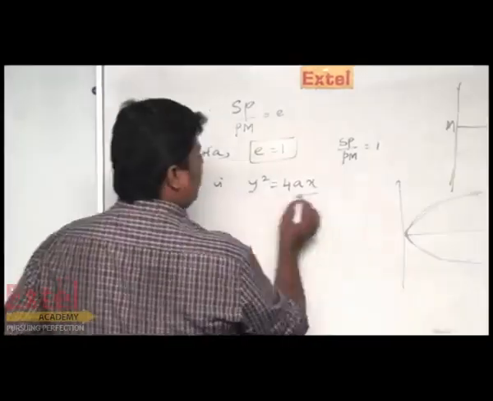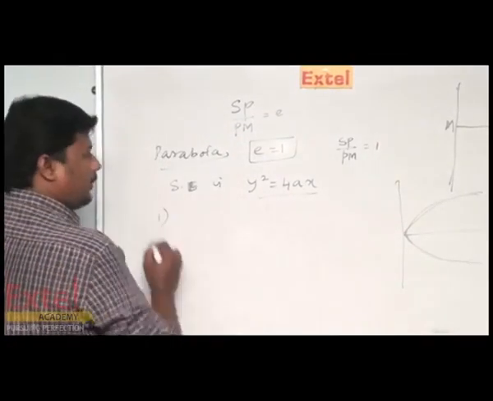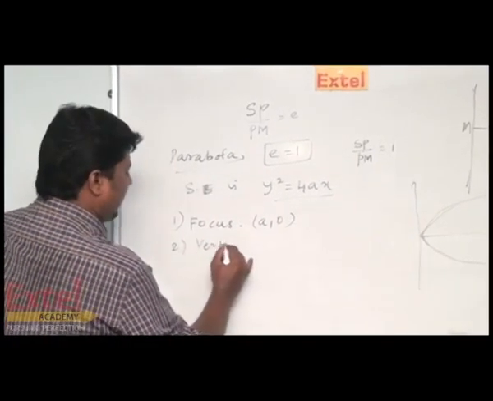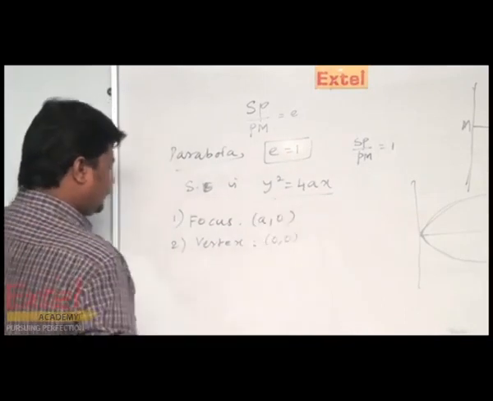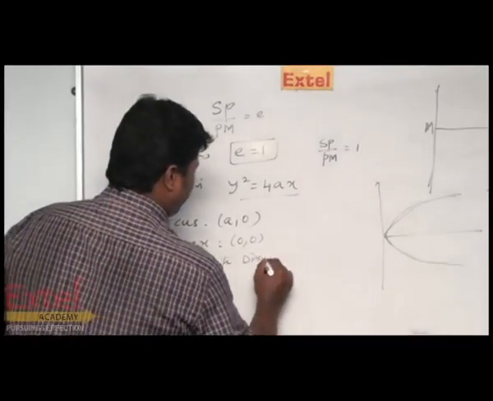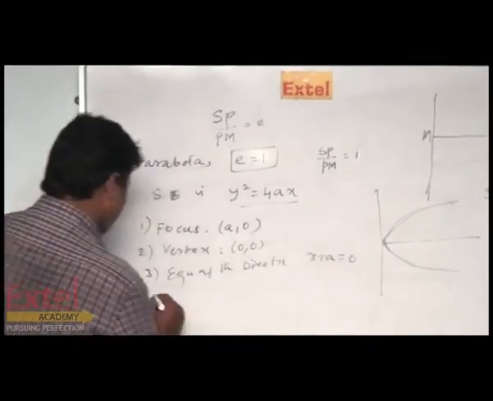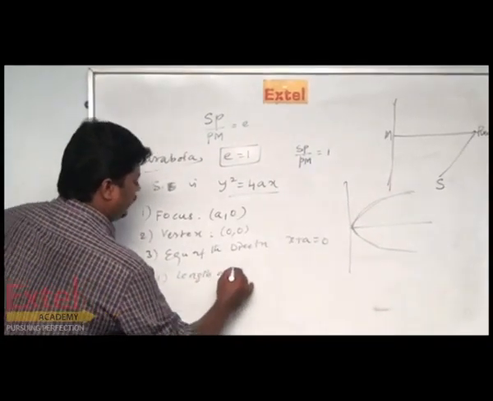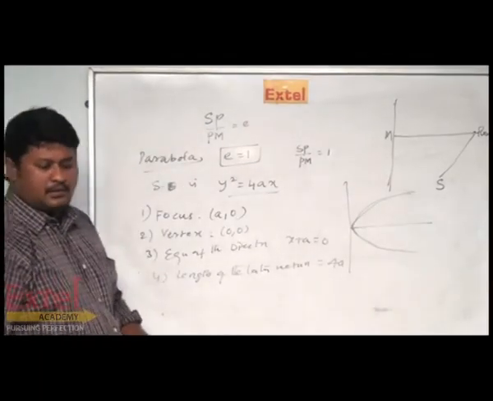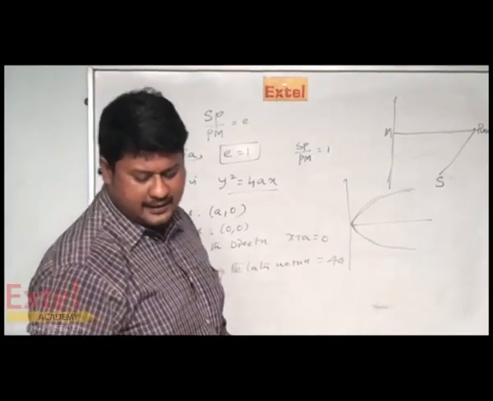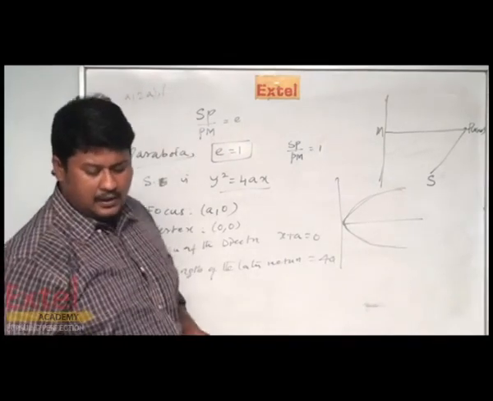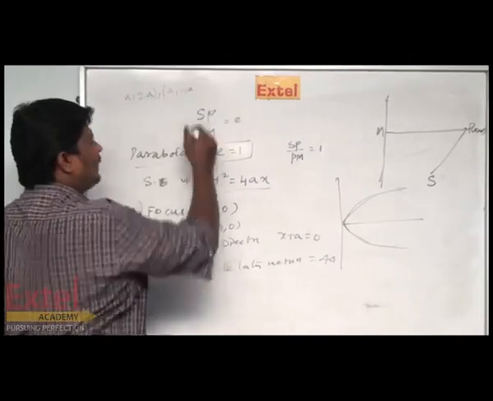Now I am going to give some of the properties of the parabola. First one is the focus: the focus is (a, 0). The second one, the vertex, is (0, 0). Then the equation of the directrix is x plus a equals 0. The length of the latus rectum is 4a. The ends of the latus rectum are (a, 2a) and (a, minus 2a).